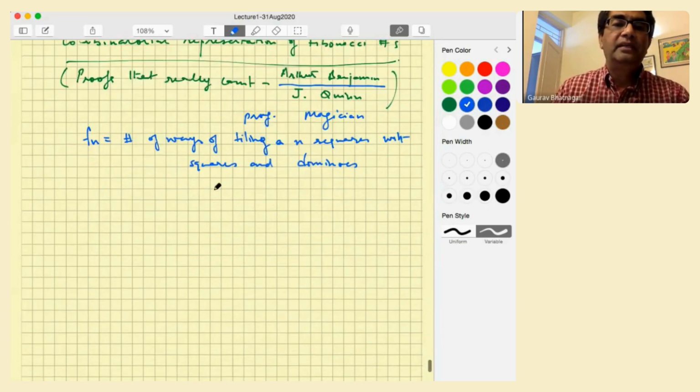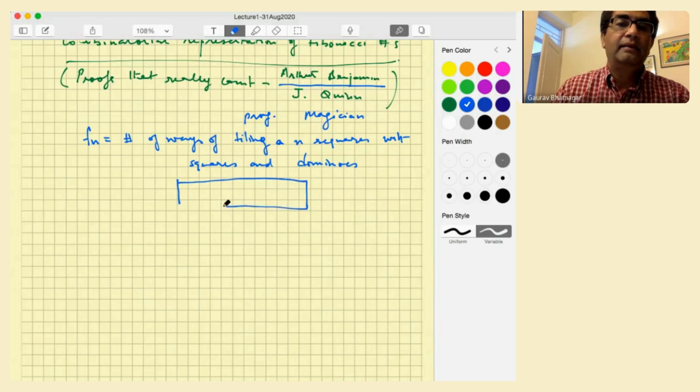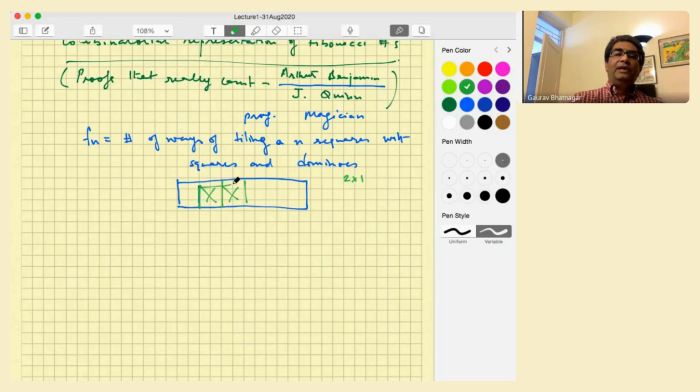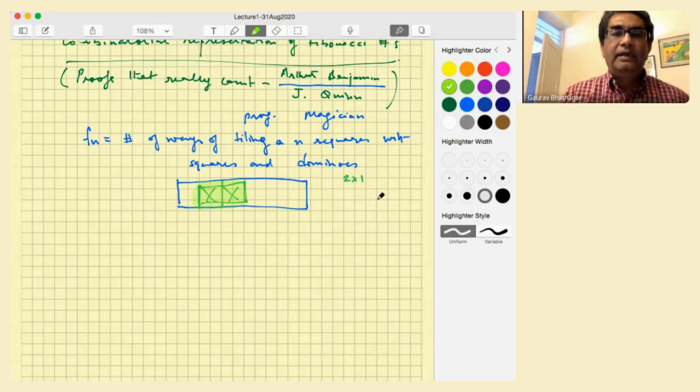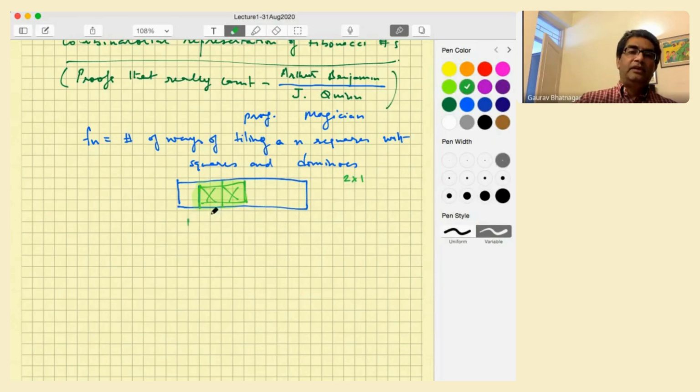So what are squares? What we do is we tile this with either squares or dominoes, and dominoes are basically 2 cross 1. So you have a domino like this, and you have a square, and you want to calculate the number of ways of tiling n squares. So the total number of squares here is, let's say, 1, 2, 3, and so on until n. This is a square.